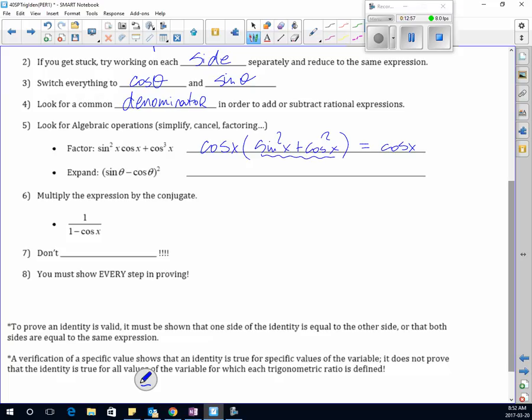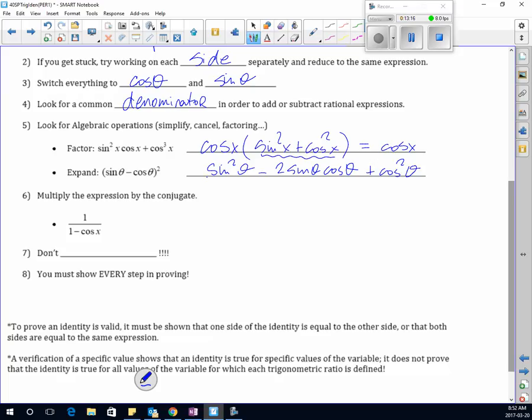Yes, this is a FOIL. So you get sine squared theta, and then outer I get minus sine theta cos theta. Inner I get minus sine theta cos theta. So I get minus 2 sine theta cos theta.